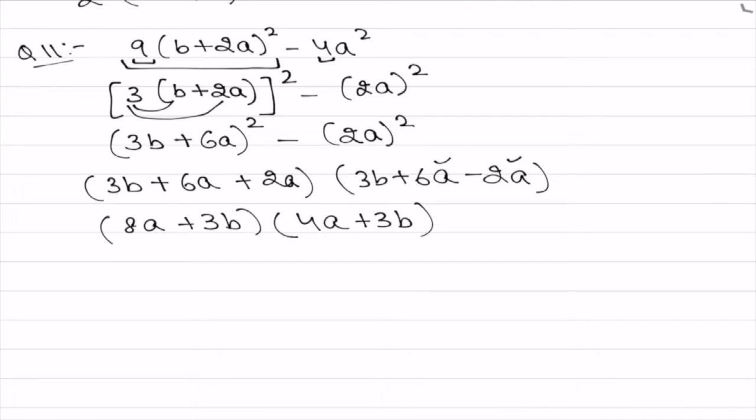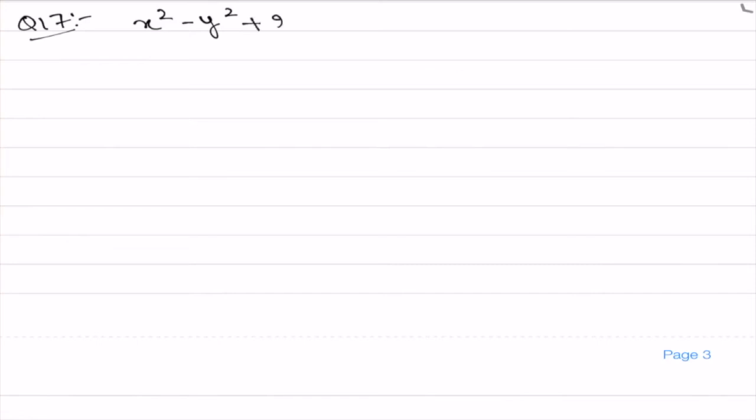In the same way you will solve similar types of questions. Now we will move to the next different type, that is question number 17. This is very important and different from the rest of the questions that we have done: x square minus y square plus 2yz minus z square.